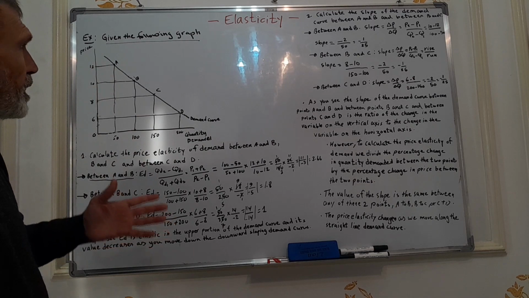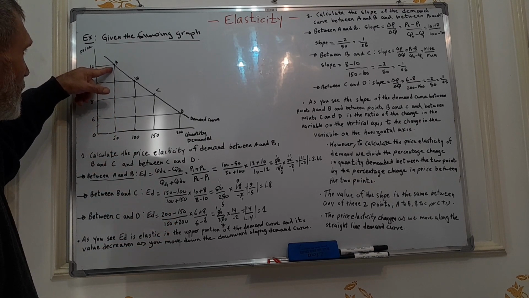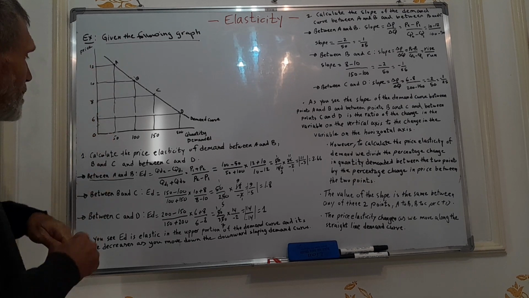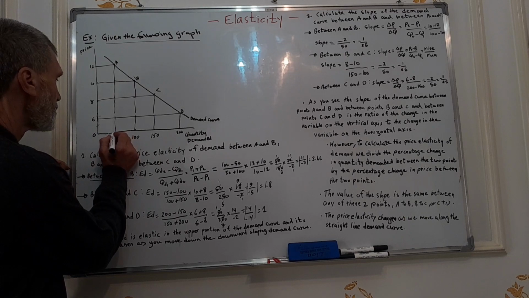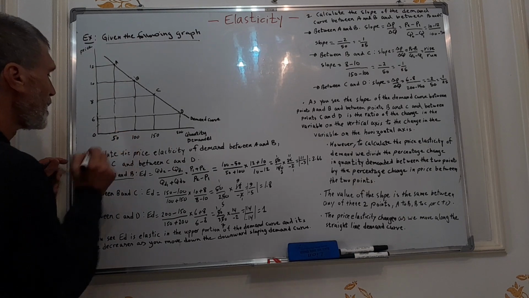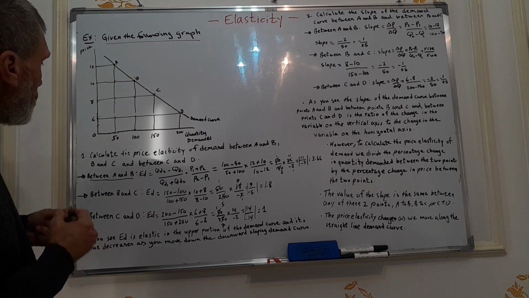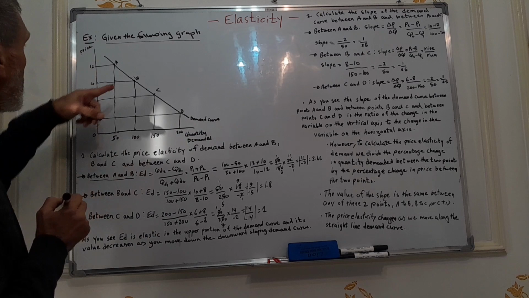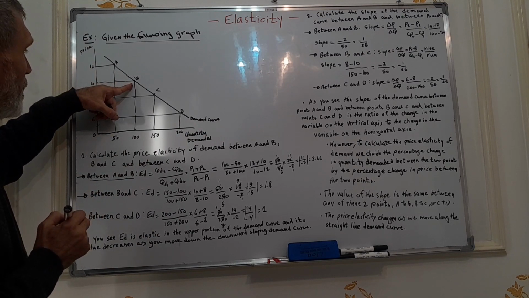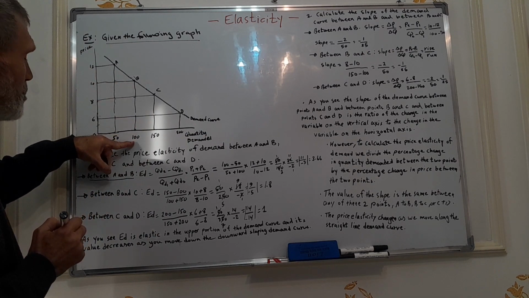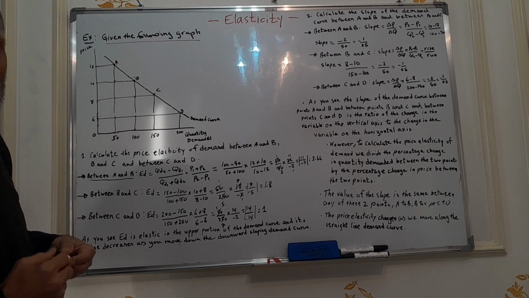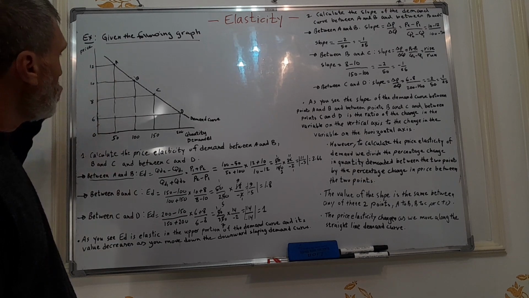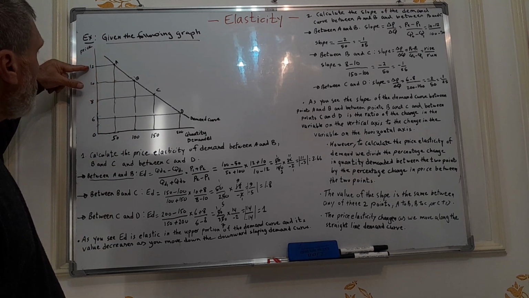Now, let's calculate the price elasticity of demand between A and B. So, between A and B, as you can see, at point A, the price is 12, the quantity demanded is 50, as you can see here. And at point B, the price is 10, the quantity demanded is 100. So let's calculate the price elasticity of demand between A and B, so moving from 12 to 10.